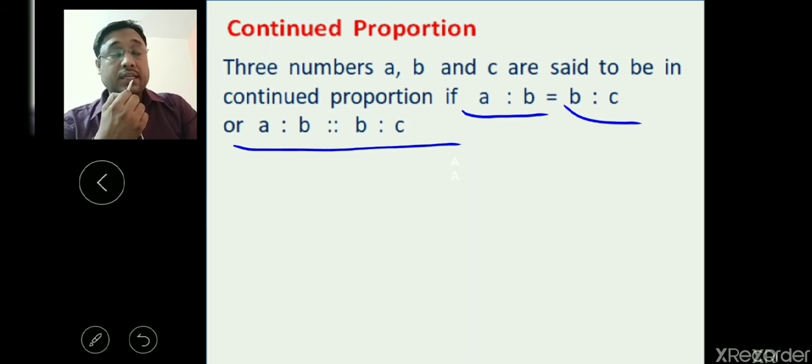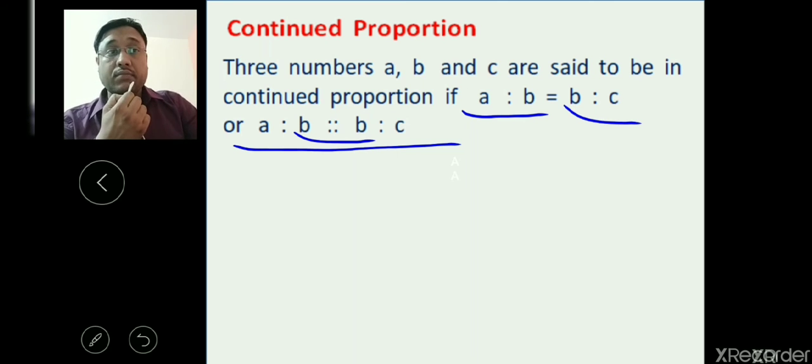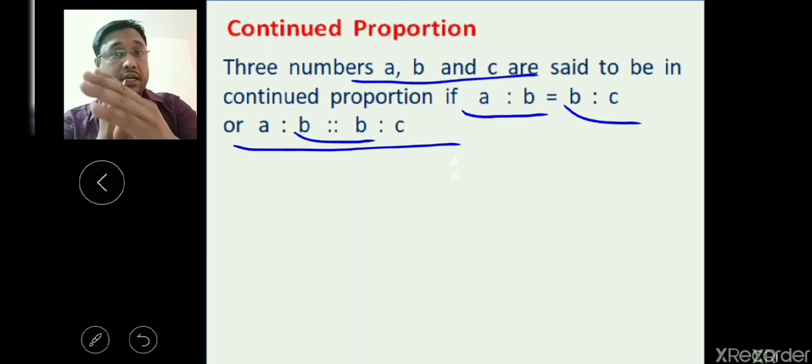So here you can see the means numbers are same. The number written in the middle, that means product of means, what I am saying, that B and B, second and third numbers are same here. So in such conditions, when ratio of first and second number is equal to the ratio of second and third number, then you can say these all three numbers, that means first, second and third, are in continued proportion.